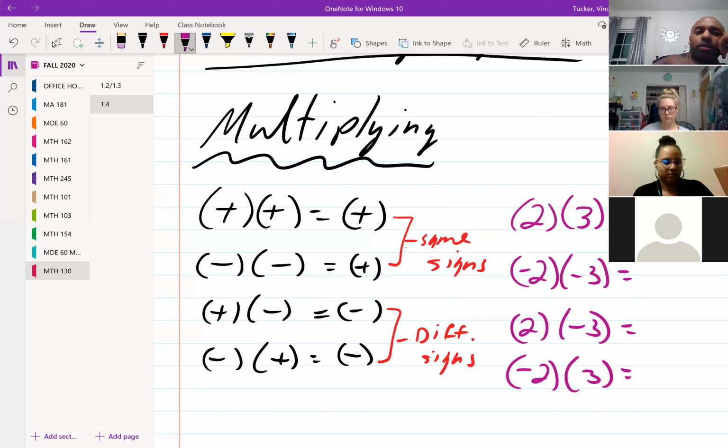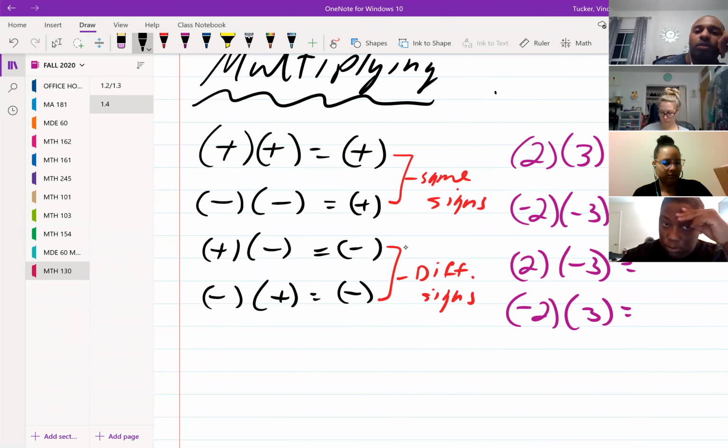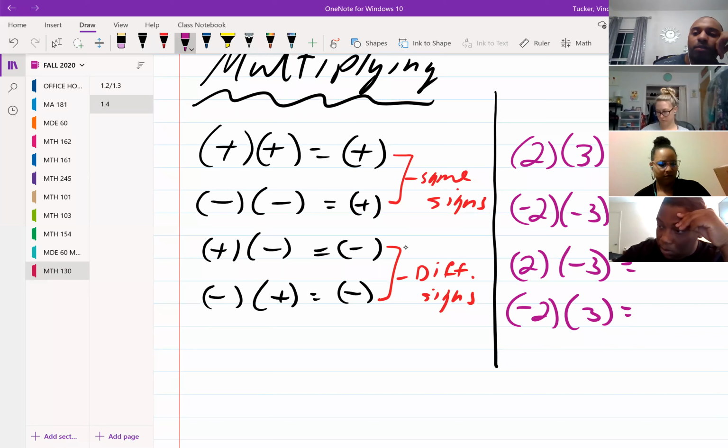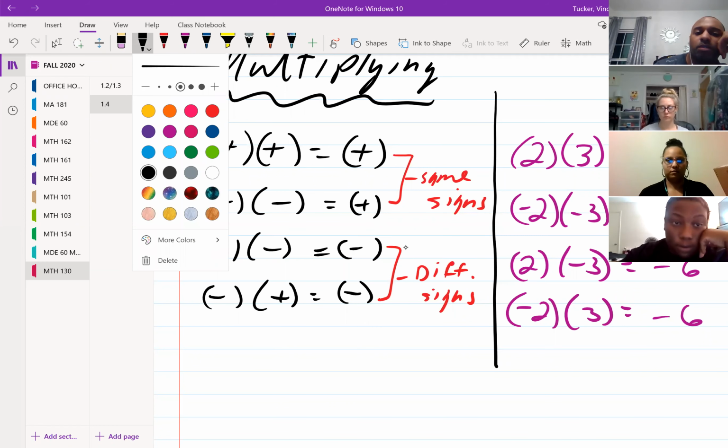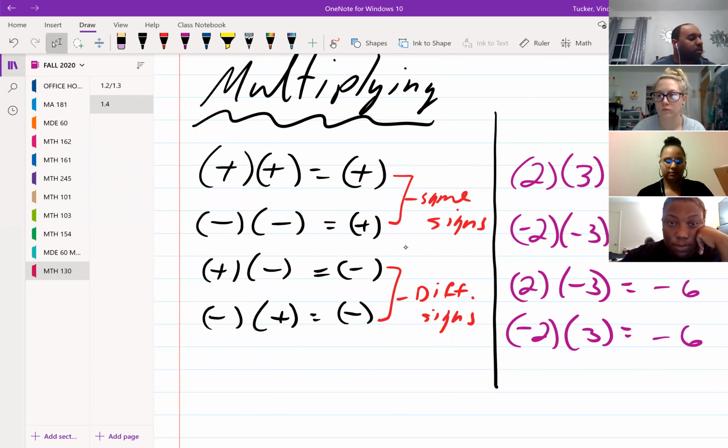So when we go over here to what I've written, just for scenarios emphasizing what we have on the left. Positive 2 times positive 3 will be positive 6. Negative 2 times negative 3 will also give you positive 6. Positive 2 times negative 3 will be negative 6, and then negative 2 times positive 3 will be negative 6. All right. Questions on multiplying, the signs, the results, anything?